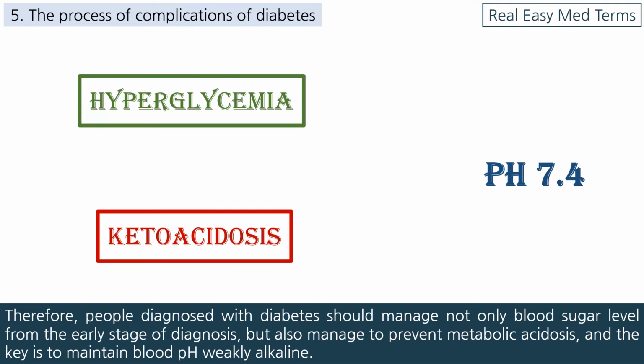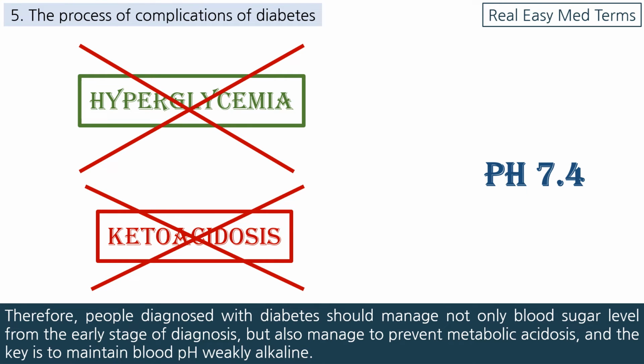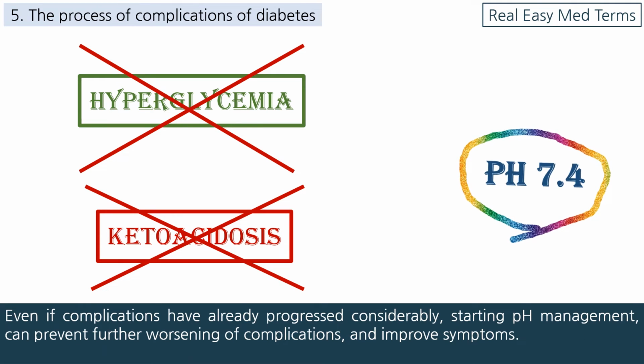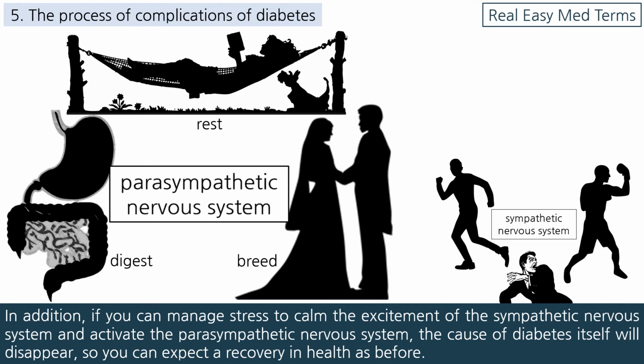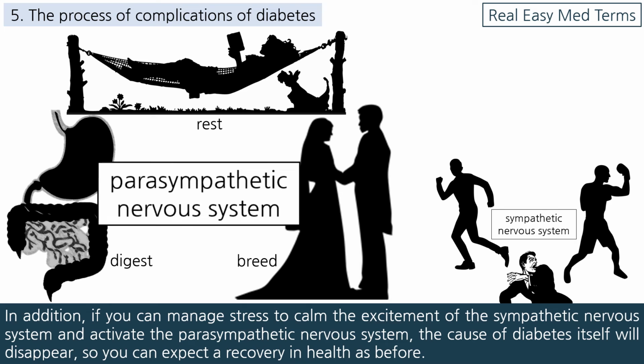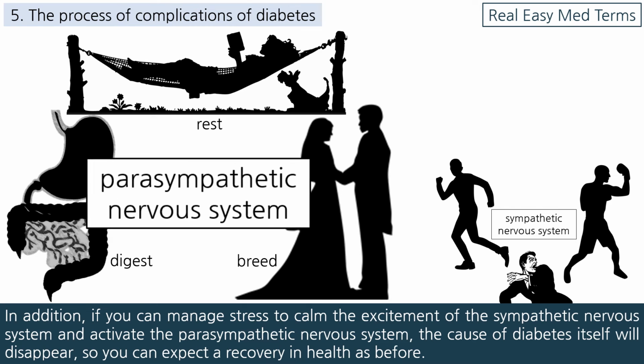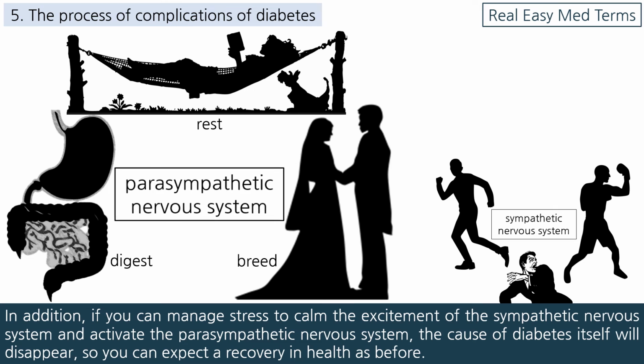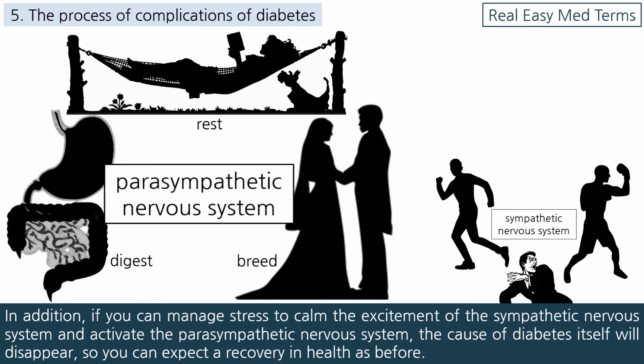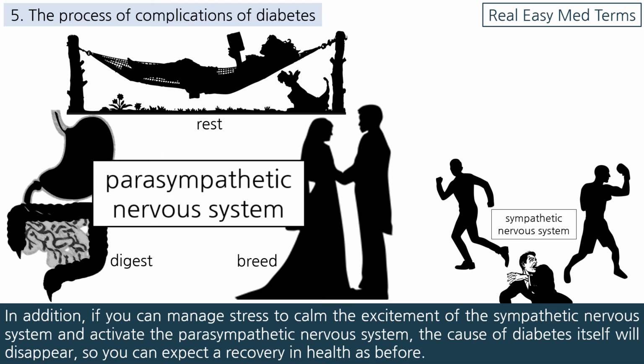Therefore, people diagnosed with diabetes should manage not only blood sugar level from the early stage of diagnosis, but also manage to prevent metabolic acidosis, and the key is to maintain blood pH weakly alkaline. Even if complications have already progressed considerably, starting pH management can prevent further worsening of complications and improve symptoms. In addition, if you can manage stress, to calm the excitement of the sympathetic nervous system and activate the parasympathetic nervous system, the cause of diabetes itself will disappear, so you can expect a recovery in health as before.